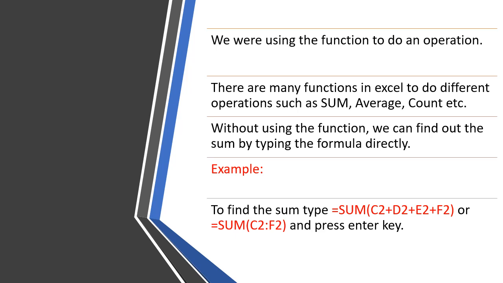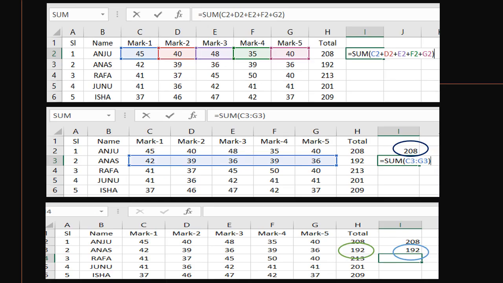Now let's see it more clearly. Here we have already got the total of all the 5 students by using the sum function or sigma symbol. Now we are going to find the sum by using the formula. And then let's compare the numbers that we have got by using the formula as well as by using the sum function. Okay? Okay. Now let's do that.